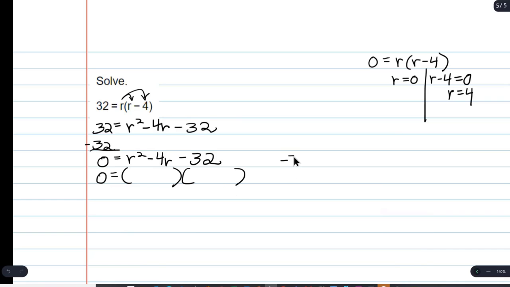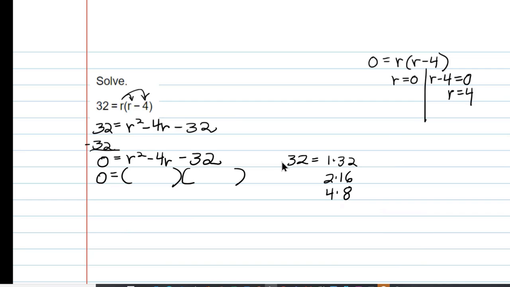I factor 32. See, I forgot my own hint from earlier. First, I'm going to factor 32 because that's easier. 1 times 32, 2 times 16, 4 times 8, and then, I believe, we turn around the other way, so this is really far enough.